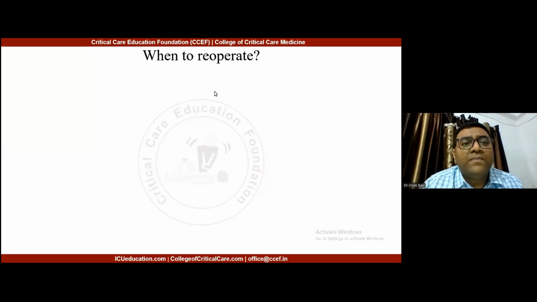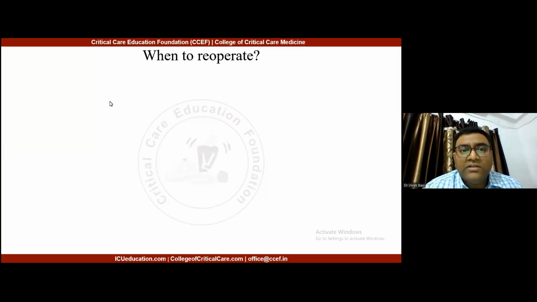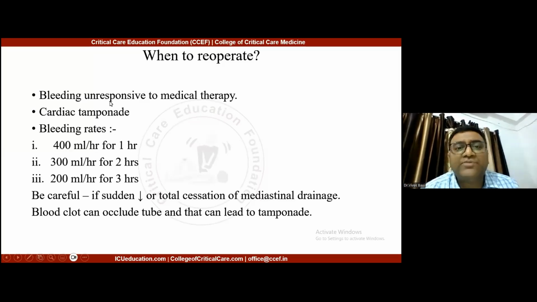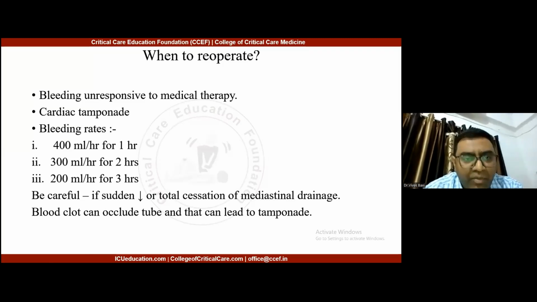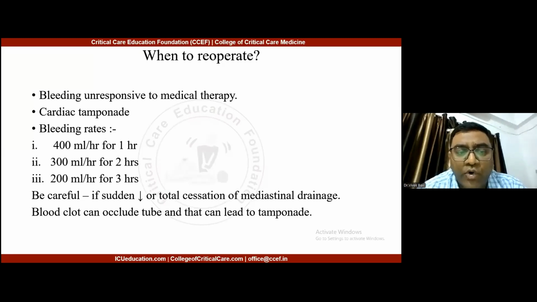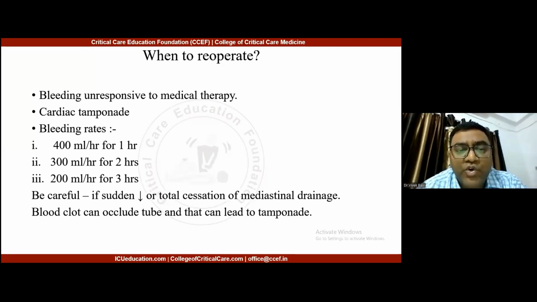Okay. So basically, the indications for re-exploration: bleeding unresponsive to medical therapy, cardiac tamponade, all of you are right. Bleeding rates of 400 ml per hour for 1 hour. These rates are very important to know. 400 ml per hour for 1 hour, 300 ml per hour for 2 hours, and 200 ml per hour for 3 hours. These are the latest guidelines for the bleeding rates.